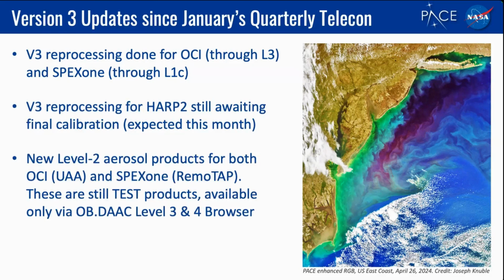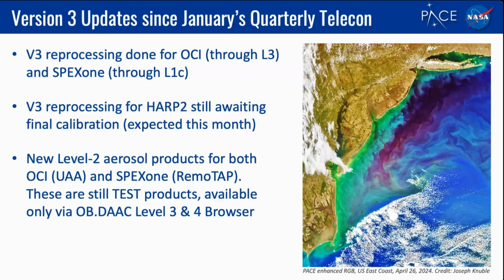Also, there are a few new level 2 aerosol products for both OCI and SPEXone. These are still test products. These are available for you to check out, but because they're test products, they're only on the level 3 and 4 OBDAAC browser, in contrast to the other ones, which are all also on Earthdata.